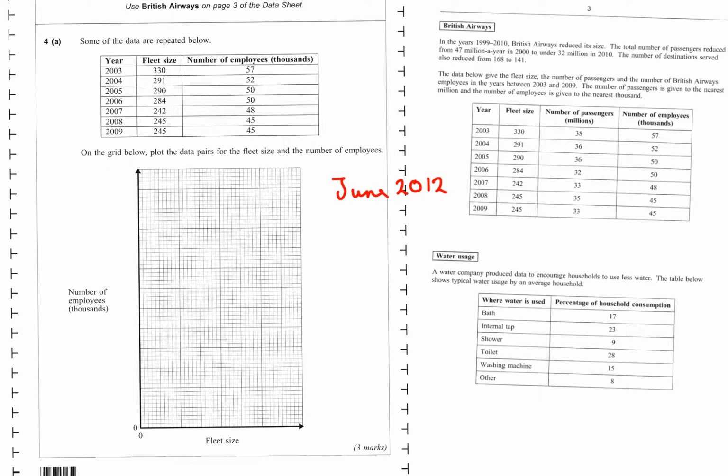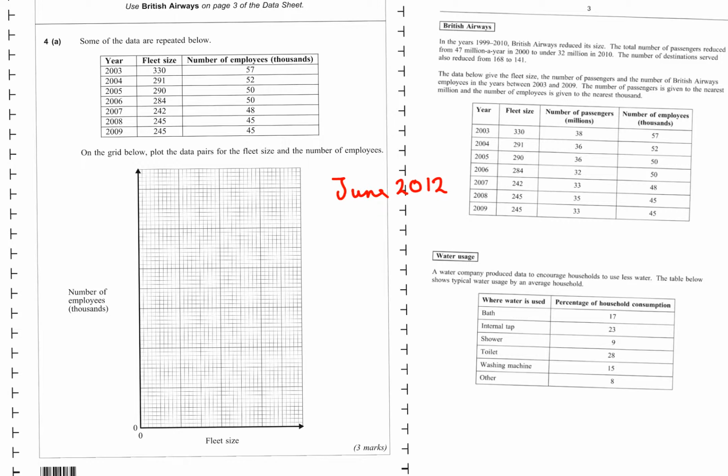Right, okay, so we're looking at our preliminary study. Remember, it's here. And our question sheet is on this side. On here it says use British Airways on page 3 of the data sheet. Make sure every question on the exam paper you relate to the data sheet. So this is my British Airways, and I'm looking here for the question. So the question is, some of the data are repeated below.